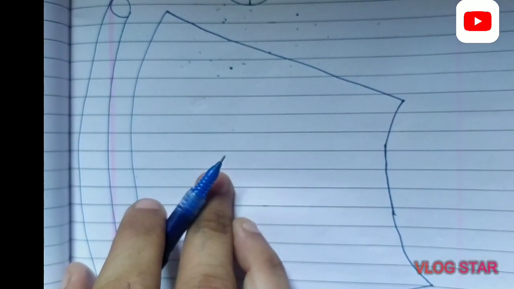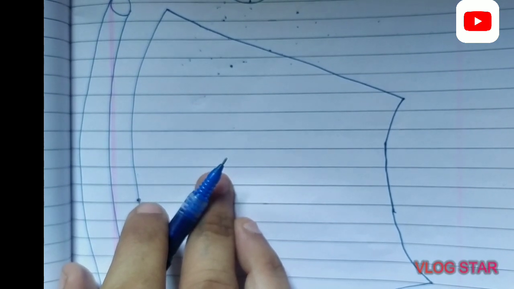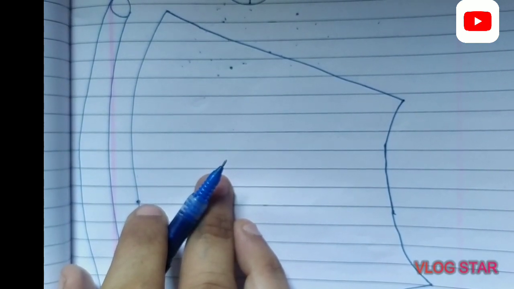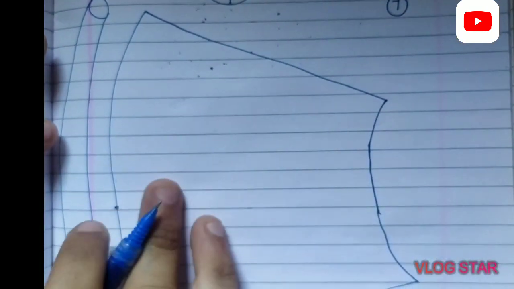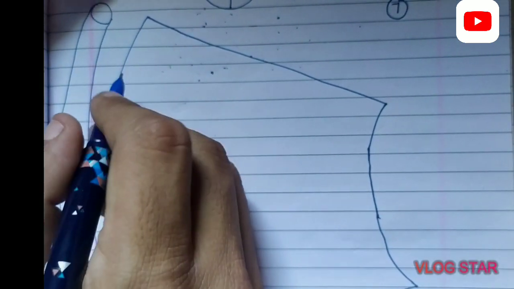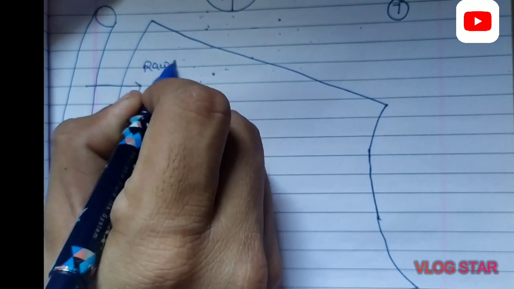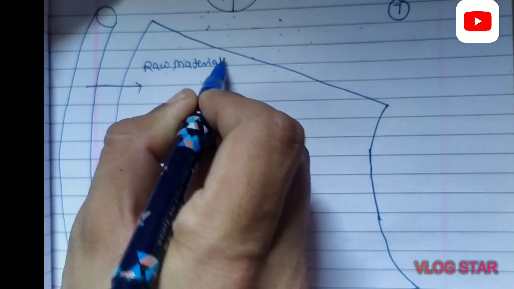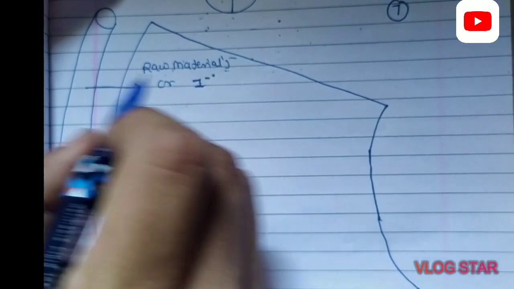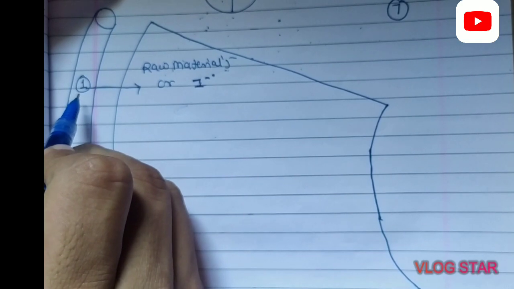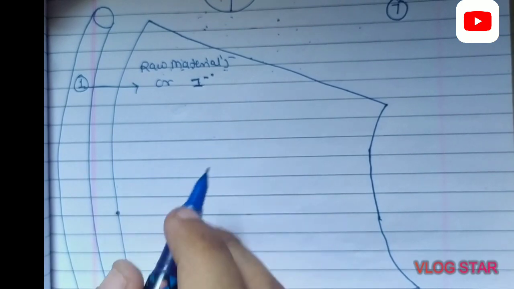So there are usually 7 stages in the formation and the release of thyroid hormones again into the circulation. The first stage is the collection of raw materials or iodide from the circulation. This is the first stage, that is, collection of raw materials or iodide into the thyrocyte cell.